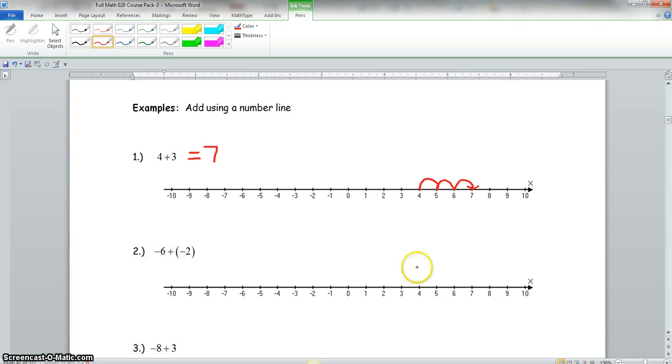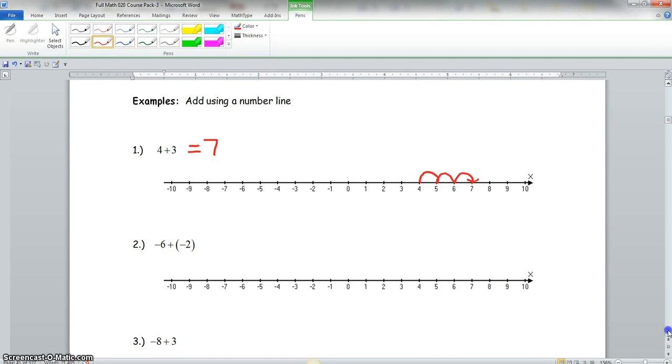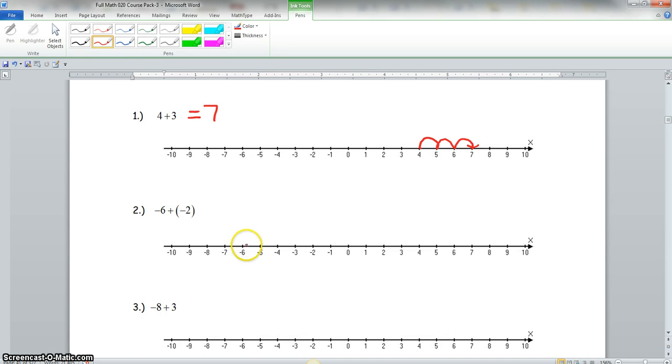Okay, now we have negative 6 plus negative 2. So first thing we would do is go here to negative 6. And then we know from negative 6 we have to go 2 to the left because we're adding a negative 2. So we'll go 1, 2. So we end up here at negative 8.